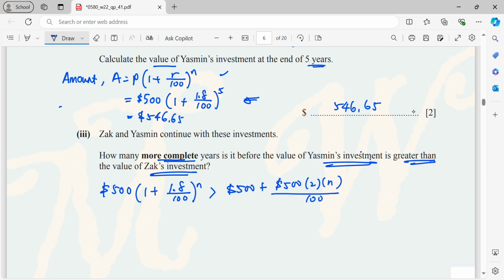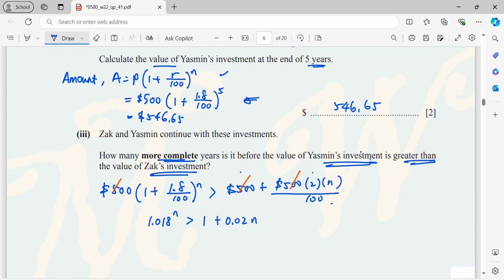Okay, so first of all, before we calculate the n, you can check that the 500 will be cancelled off from all the terms. Then your left hand side is basically 1 plus 1.8 over 100, which is 1.018 to the power of n. It is greater than, when you cancel the 500 from the first term, 1 plus 2 over 100, which is 0.02, together with the n. So now I need to find what n satisfies this inequality.